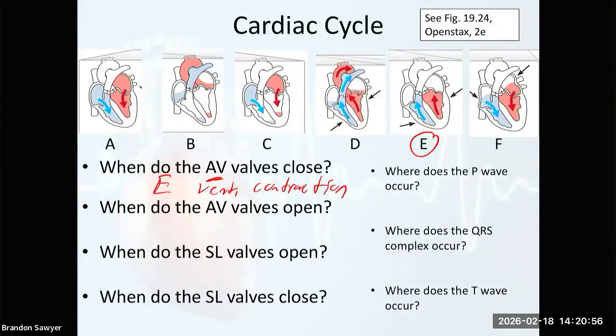Okay, and we already talked about this, right? When the ventricles contract, it pushes blood up underneath the mitral valve and the tricuspid valve, and it snaps them shut. So we're seeing that happen there in E.